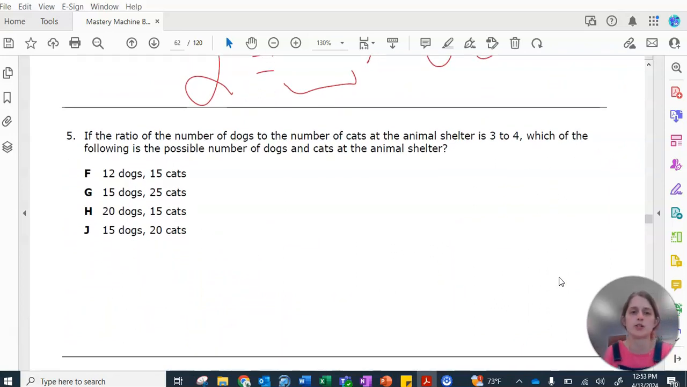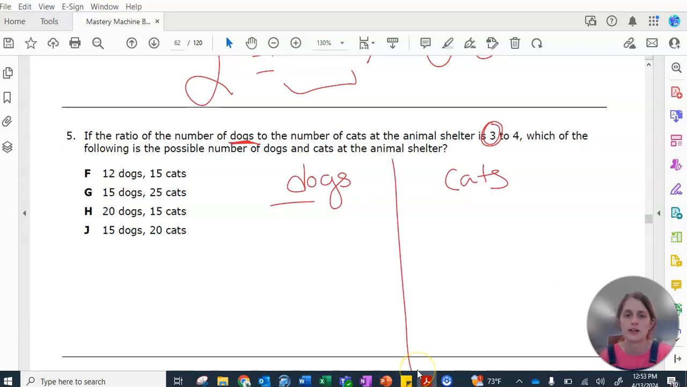Number 5, the ratio of dogs to cats. Okay, dogs came first, so that means 3 is dogs. I'm going to just make myself a little table. Dogs and cats. Dogs is 3, cats is 4. Which of the following is possible? The possible number of dogs and cats in the animal shelter. We don't know exactly how many it is, so that's why we're saying possible. And it's only possible if they are equivalent.